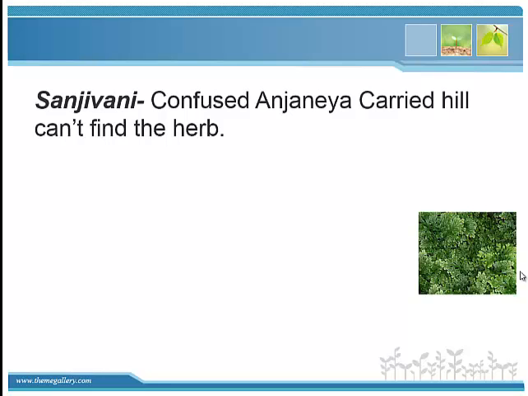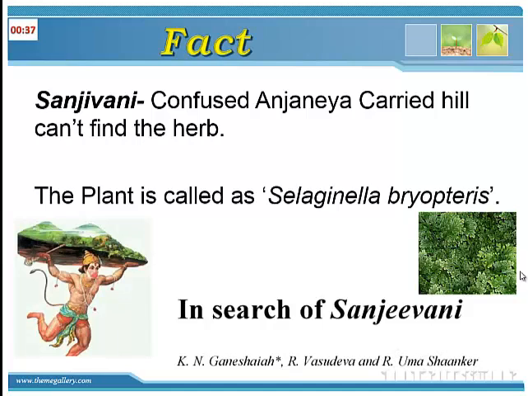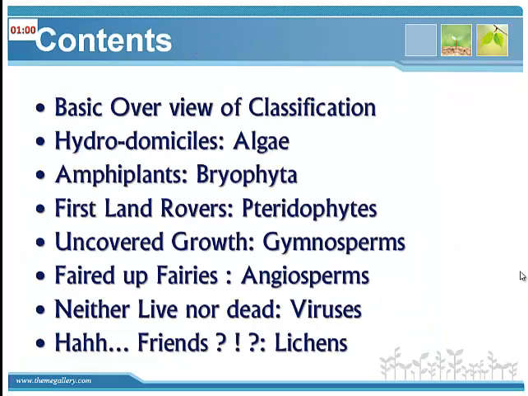Let's start with a quote. Today's fact is about the true name of Sanjeevani. We know the strongest character in the Ramayana is Anjaneya. His strength is so high that he can even carry a hill if he can't find a medicinal herb. Modern research shows that similar properties are found in Selaginella bryopteris. Tell your friends about this and feel proud to quote this. For more information, please Google the article on the search for Sanjeevani.